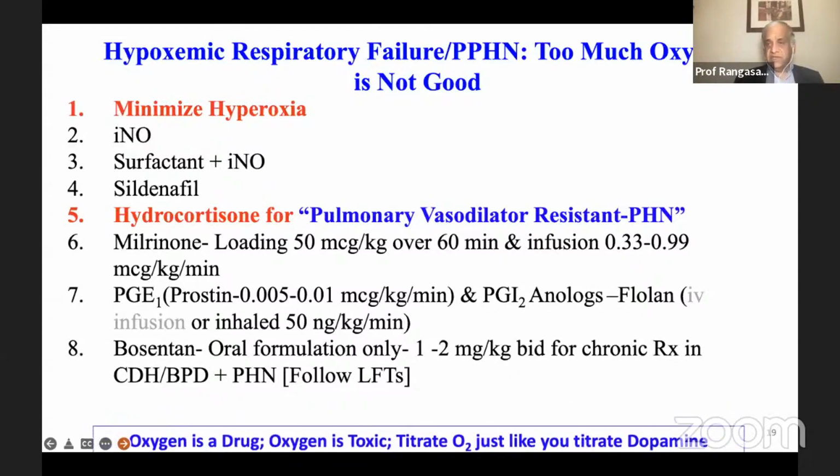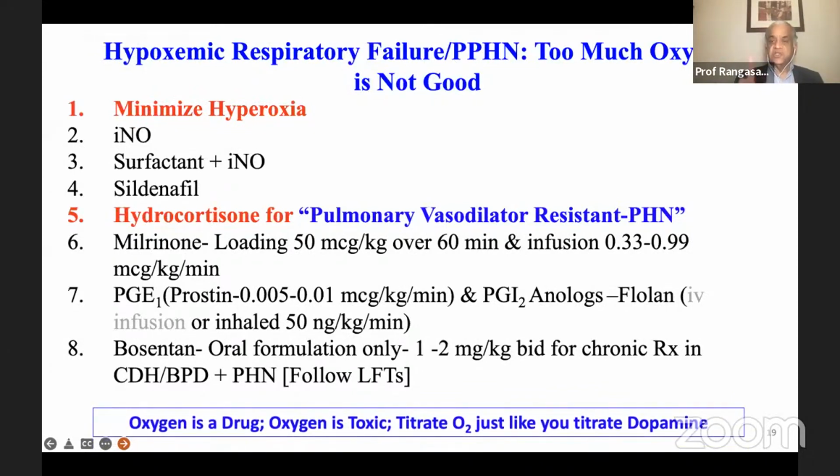Think of oxygen as a drug. Oxygen is toxic. Titrate oxygen just like you would titrate dopamine or epinephrine or norepinephrine. We don't tend to do that. Always remember to tell the staff in the NICU that oxygen is a drug. You're using a drug. Let's wean the baby, at least below 60%, as Dr. Satyan said.